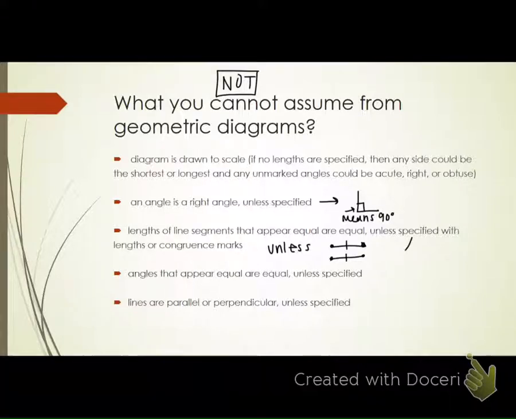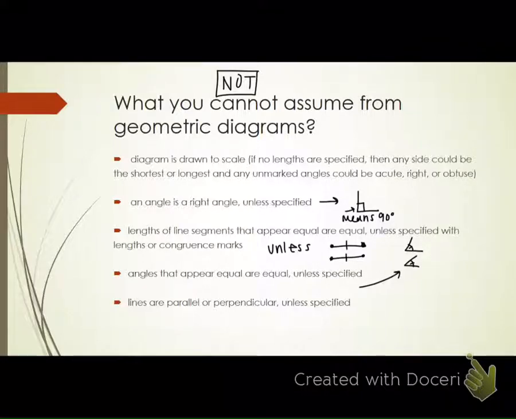That goes with angles too. Just because two angles look the same does not mean they're the same unless they have the angle marking inside of them, meaning that they're the same. So the only way you can assume that two lengths are the same or two angles are the same is if they have those markings that mean they are congruent. So anyways, that goes with this one. Sorry, I went a little bit ahead of myself.